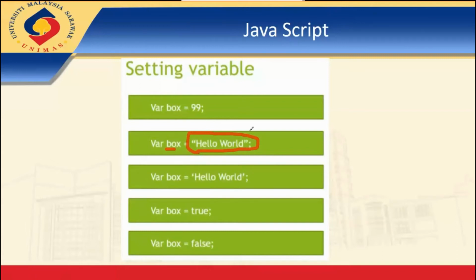You can use double quotation also, you can use single quotation also. Boolean, like true and false, you can use any, but note the point: when there is a boolean true or false, it will never be enclosed in double quotation.